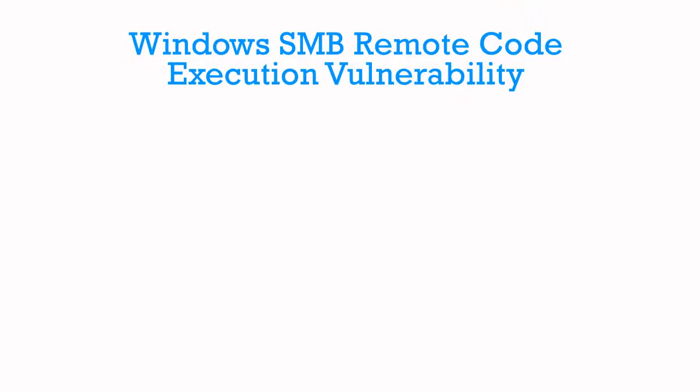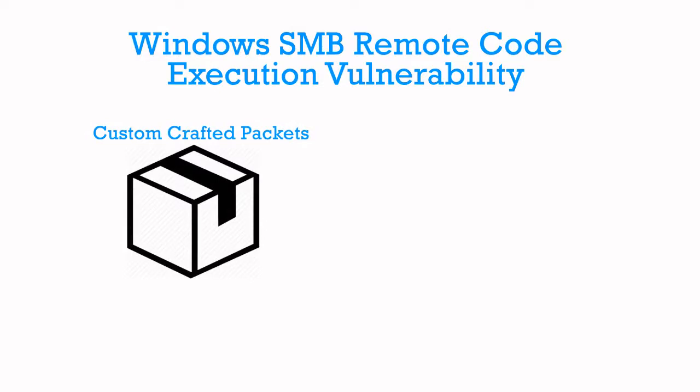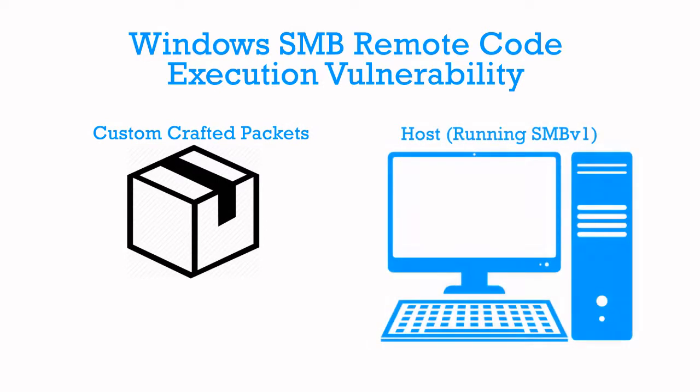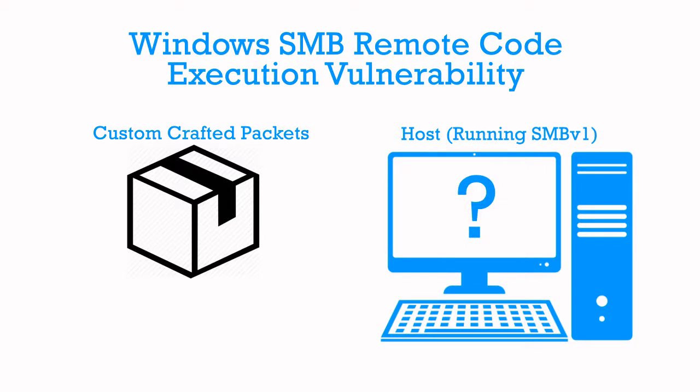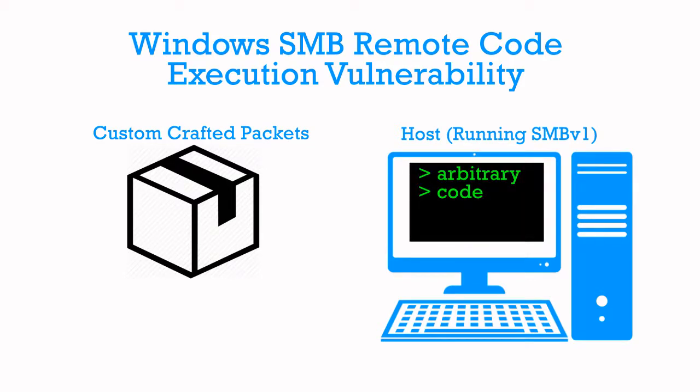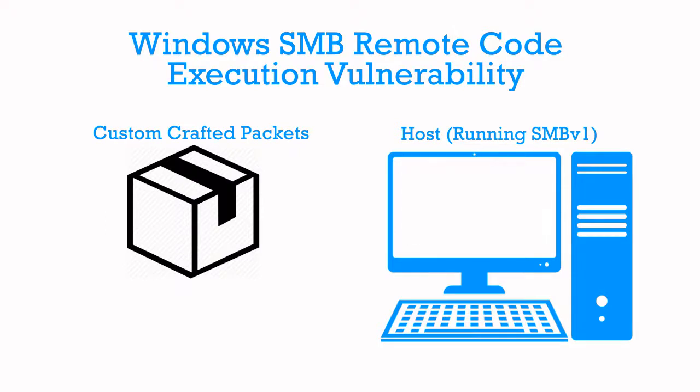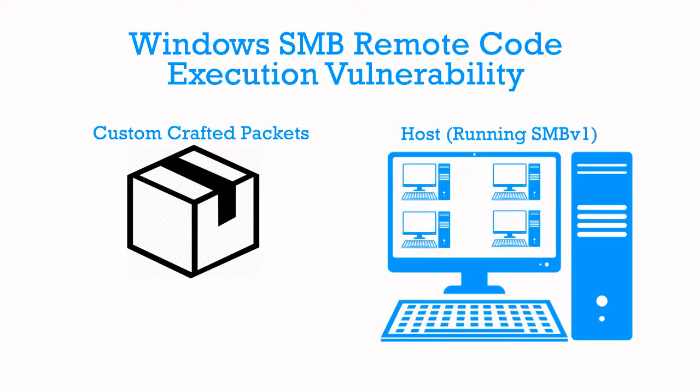The Windows SMB remote code execution vulnerability is an exploit that takes advantage of sending custom crafted packets to the host running the server message block version 1 version, which will then mishandle the packets so long as they are designed in a certain way. This will then allow for arbitrary code to be executed on the target computer. This arbitrary code opens up the way to further exploits, or even can be used to take control over the computer to compromise the rest of the network.